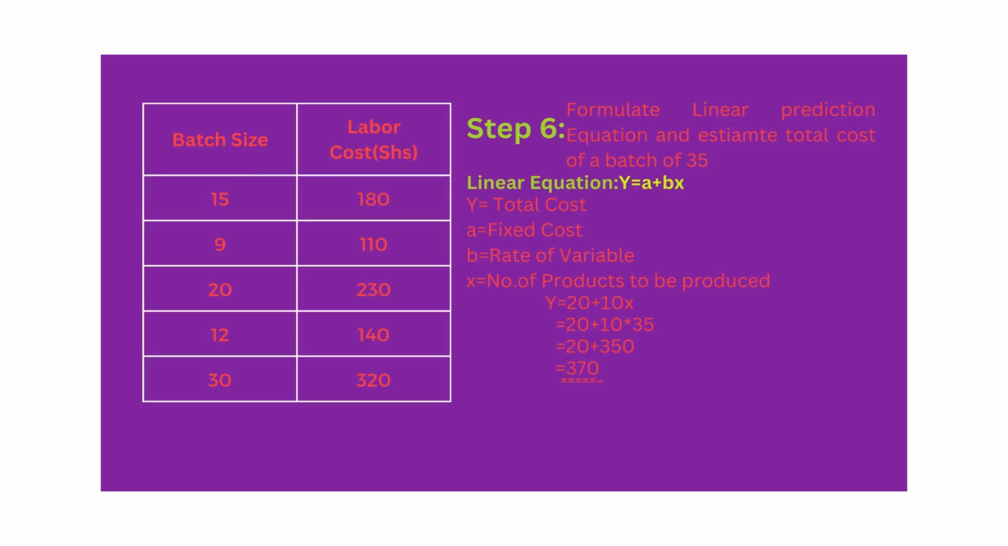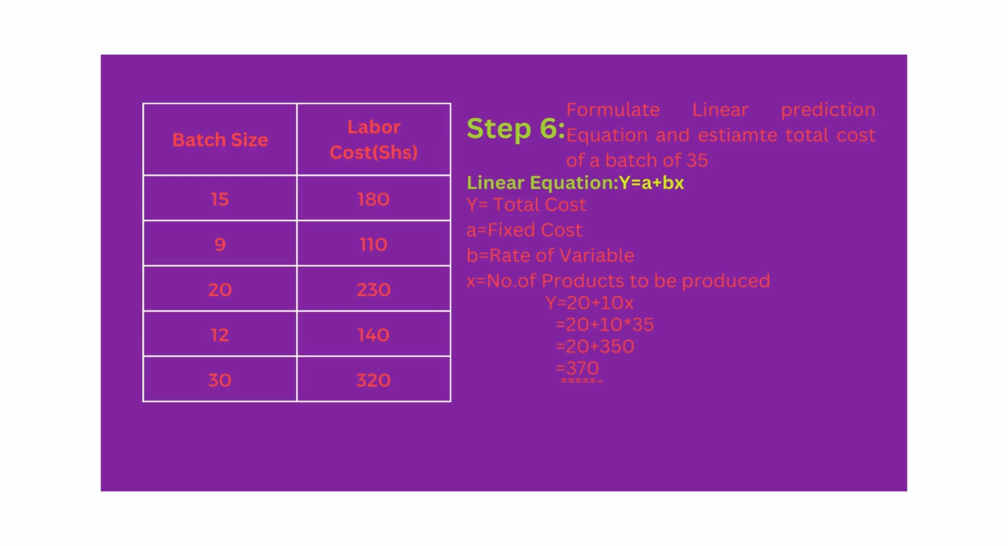To formulate the linear prediction, that's part one of our example, as we were required, we formulate the linear prediction equation. So our linear prediction equation will be y is equal to 20 plus 10x, where 20 is the fixed cost and 10 is the rate of variable as we computed earlier. So that will be the linear prediction equation.